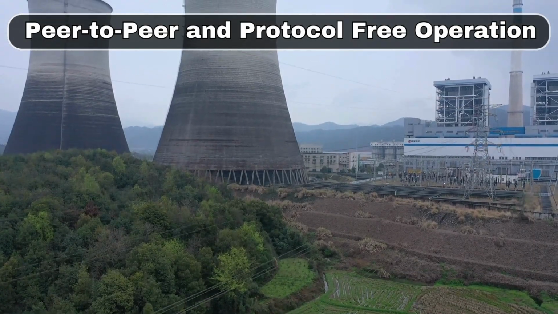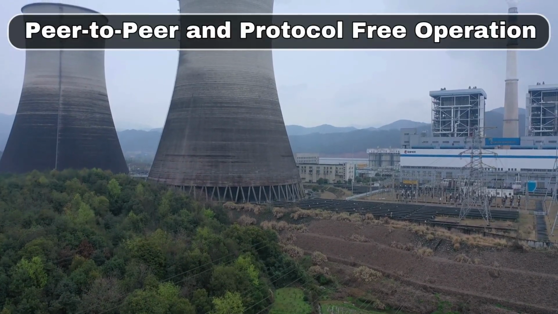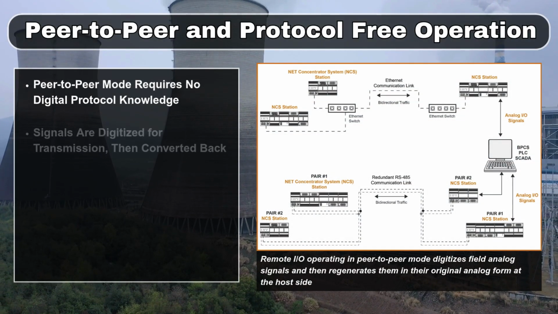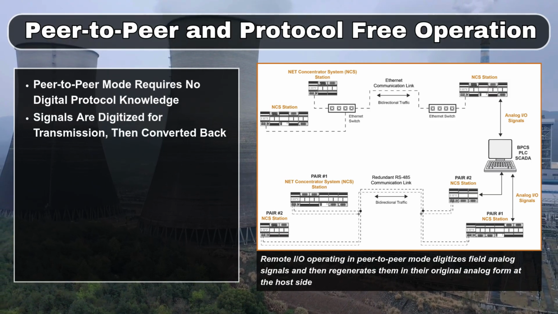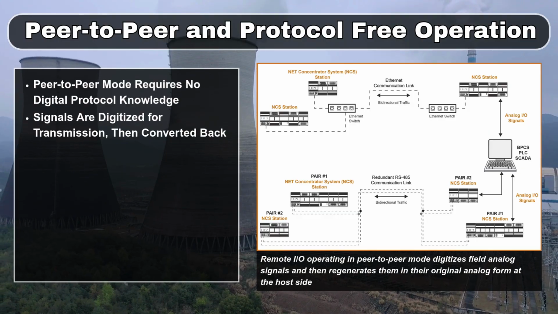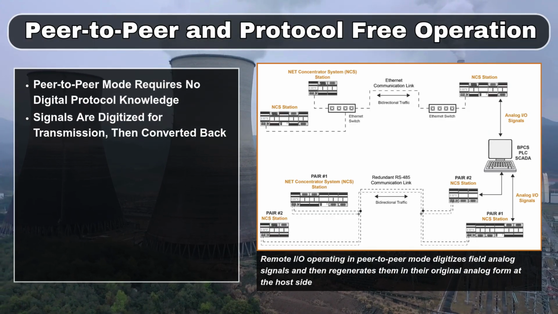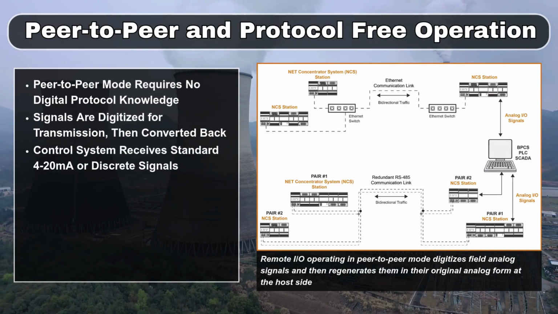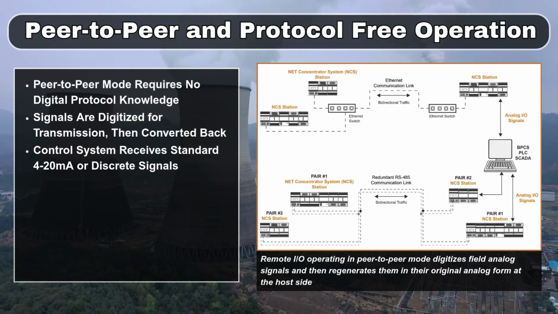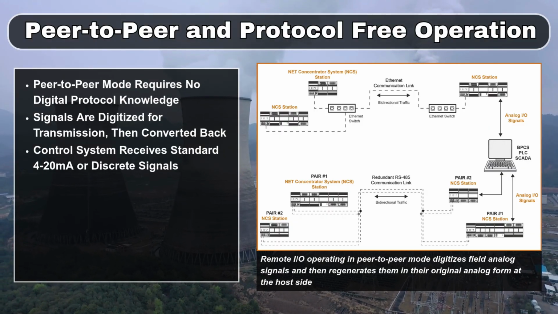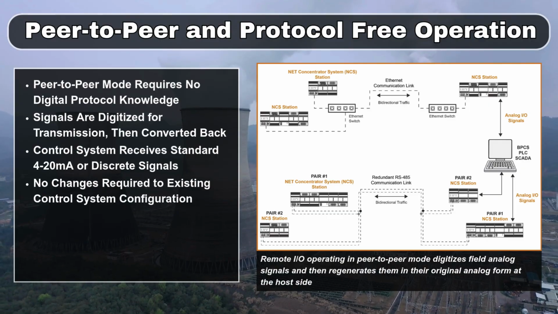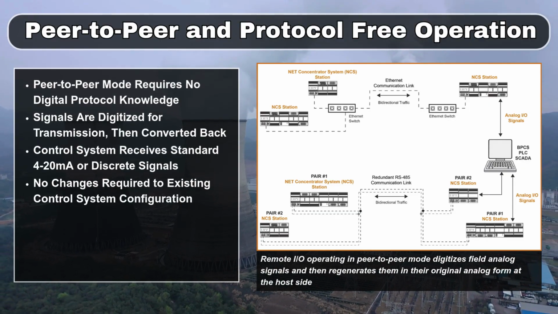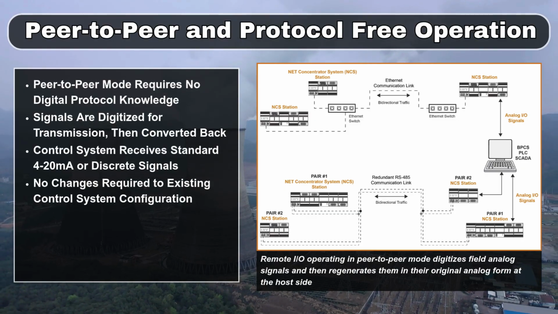For applications where digital protocols like Modbus are not practical or desirable, remote I/O can also operate in a peer-to-peer mode. In this configuration, analog and discrete signals are digitized at the field end for transmission over the communications link, but then converted back to their original analog and discrete forms at the receiving end. The control system sees standard 4 to 20 milliamp or discrete signals with no awareness that the signal was ever digitized and transmitted remotely. These peer-to-peer networks can also support bidirectional communication, allowing signals to be transmitted not only from the field to the host system, but from the host system back to the field as well.